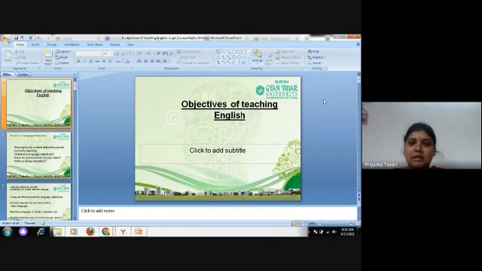In English, teaching objectives are very important before starting the class. A teacher must prepare many objectives and many points before starting their teaching. He or she must prepare their objectives and teaching methods, so they can conduct the method properly. This is the very important part.